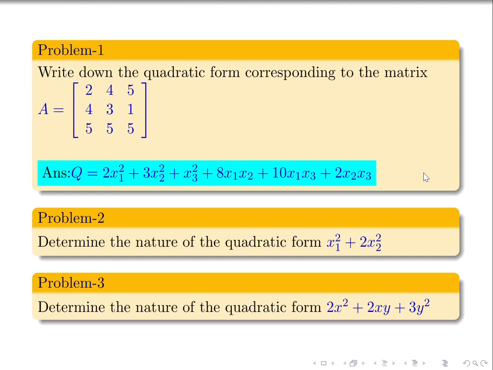So these are some problems; just note them down and you can solve them for your reference.